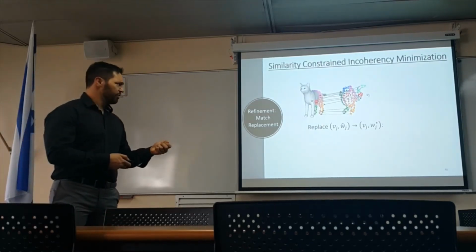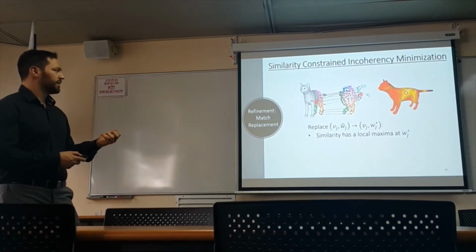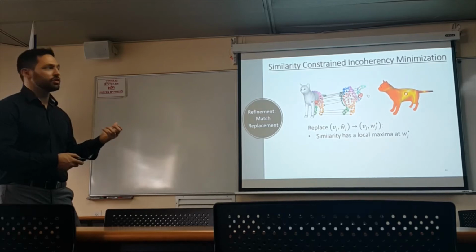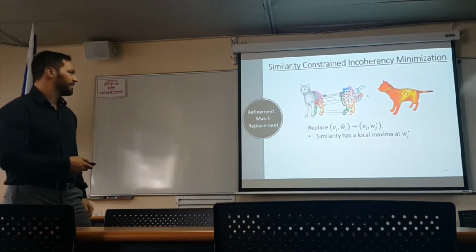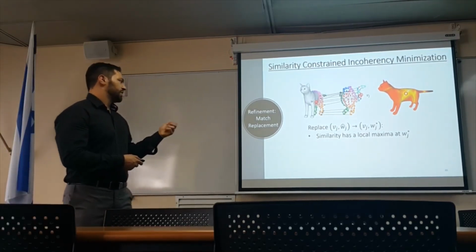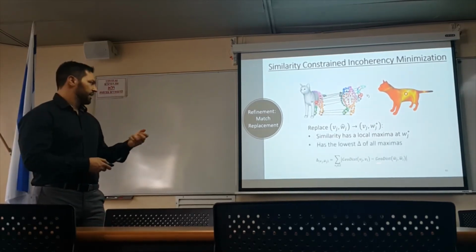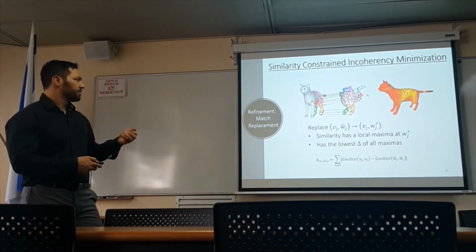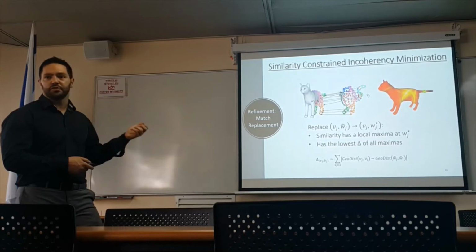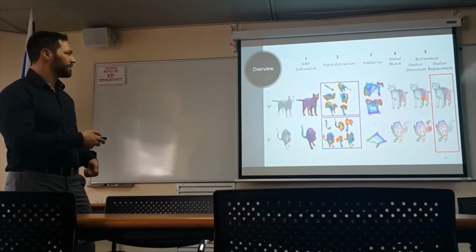So we have our bad match. We have our similarity, and you can see that it has a maxima where we have found the initial correspondence, but it has other maximas as well, and one of them is in the place it should be, on the tail. So we search for a local maxima of the similarity, which has the lowest inconsistency score of all the other maximas. So we do a small search, and hopefully in the end we get the correct match, which is the case for this model.